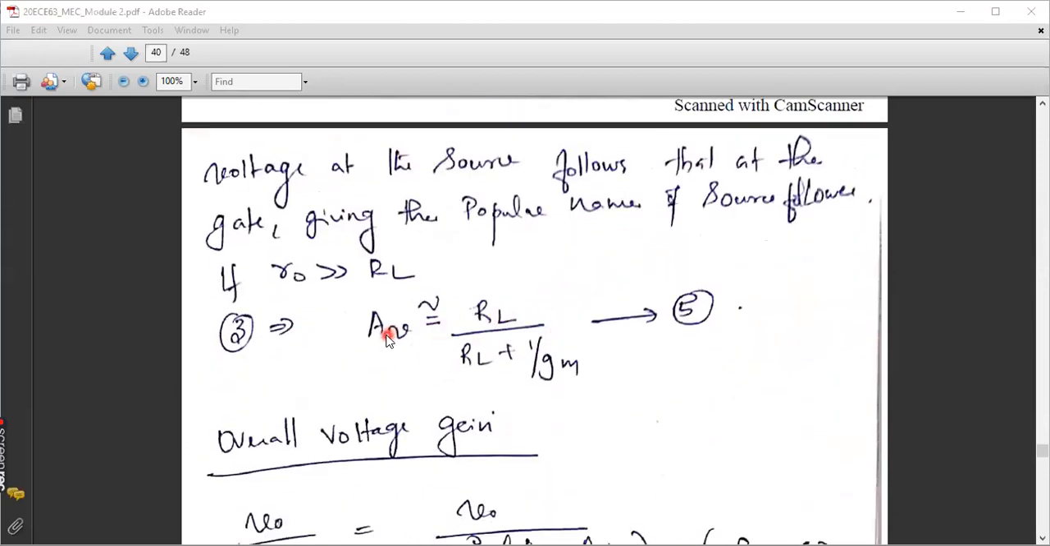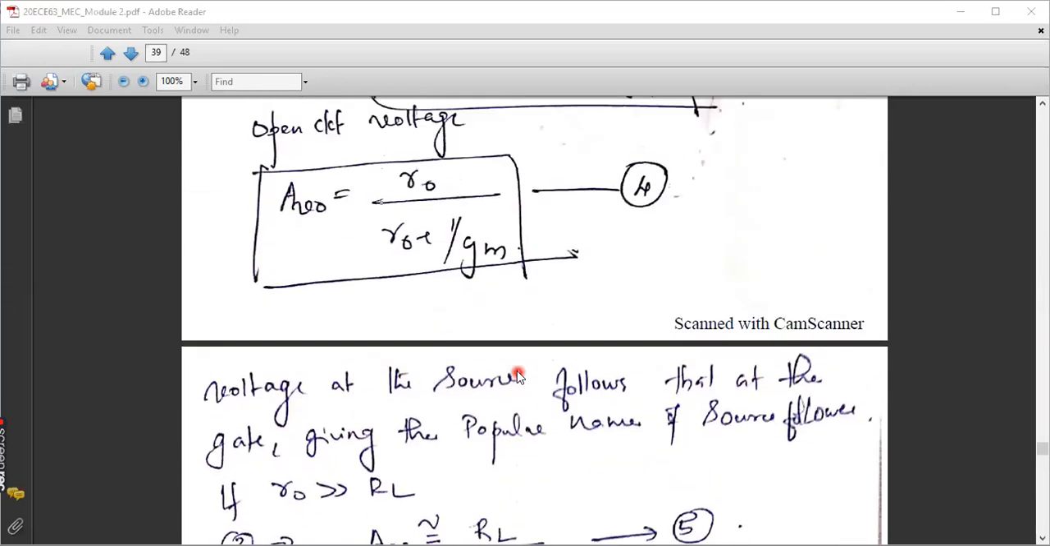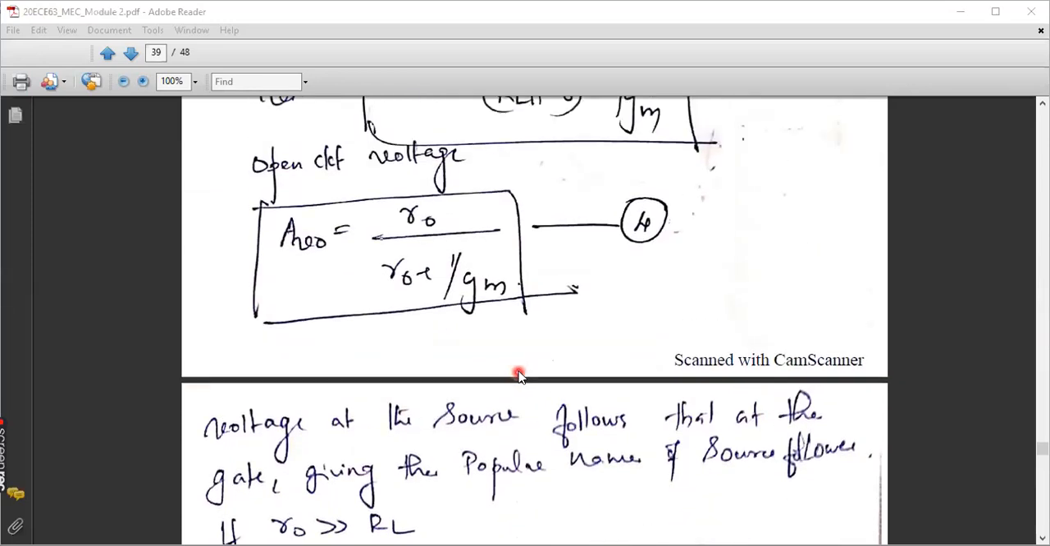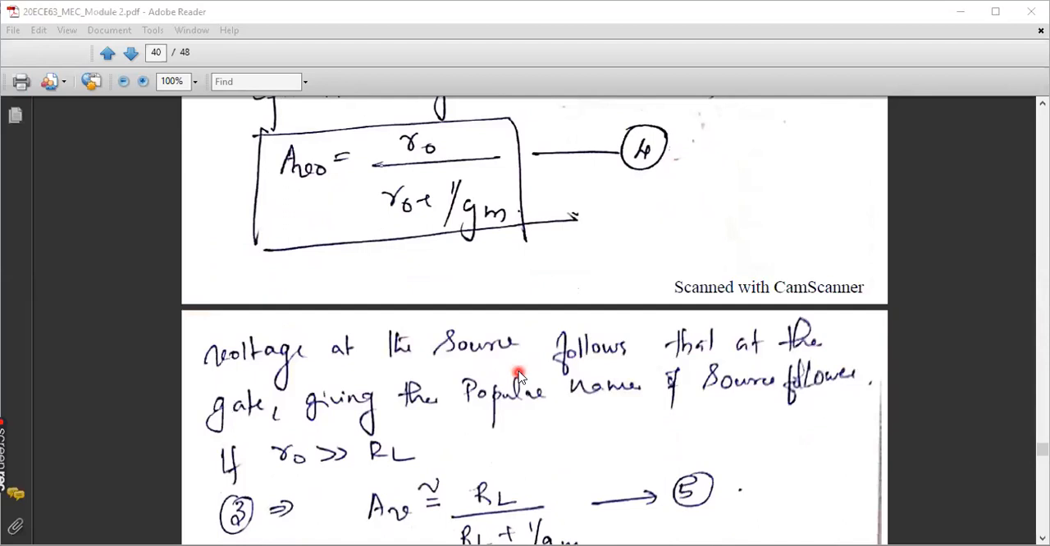Thereby we have written this AV, and we know that the 1 by gm value is always very small, so RL by RL will be 1. Therefore, we can say that the voltage gain of a typical source follower will be unity. It will not offer much higher gain, and it will be very close to unity or just below unity. That is a property of a source follower. When compared to the conventional common source amplifier, the gain offered by a source follower is very low.